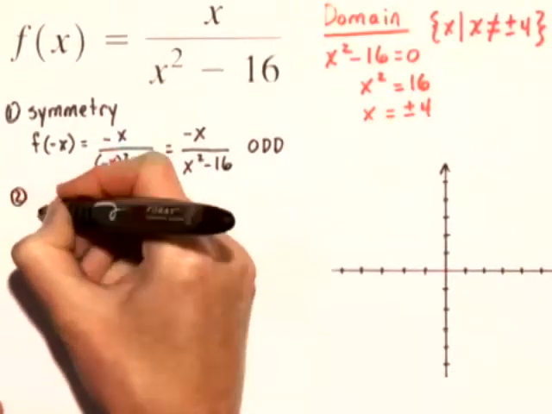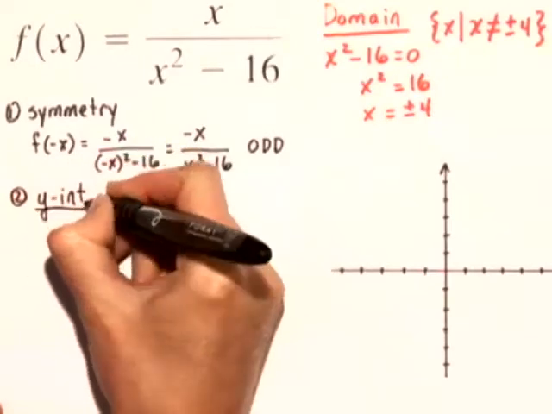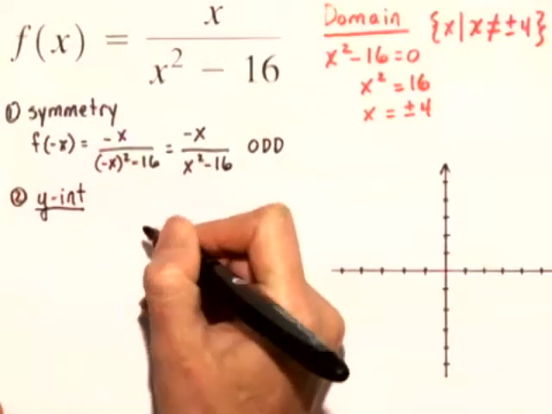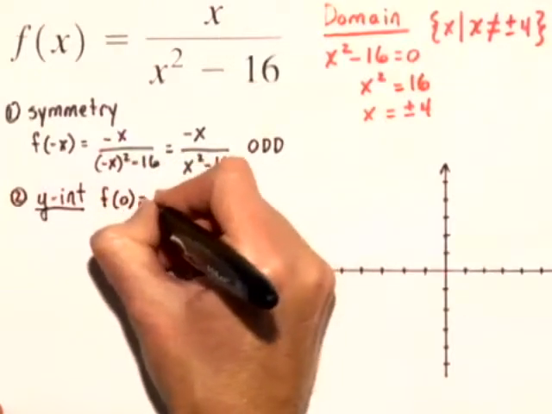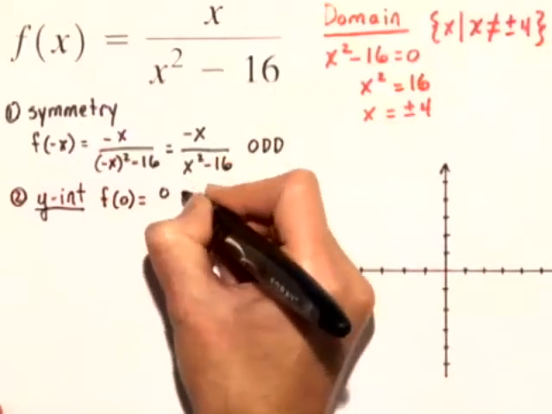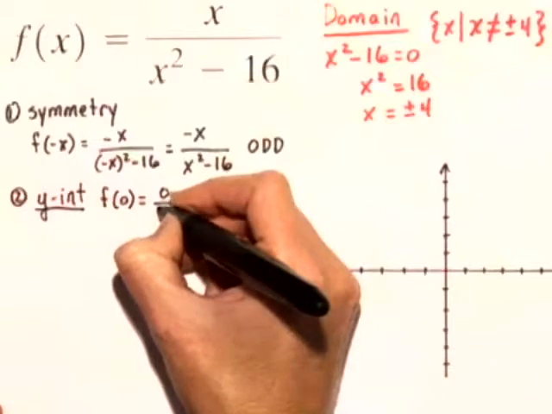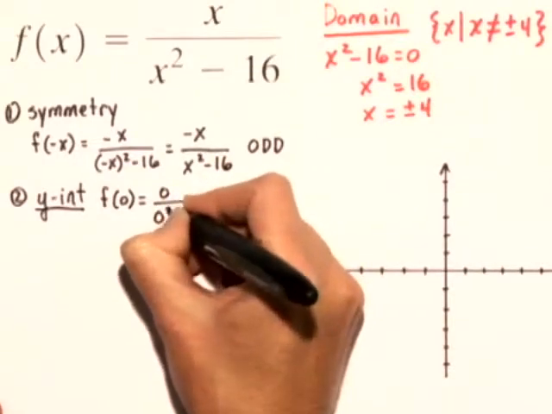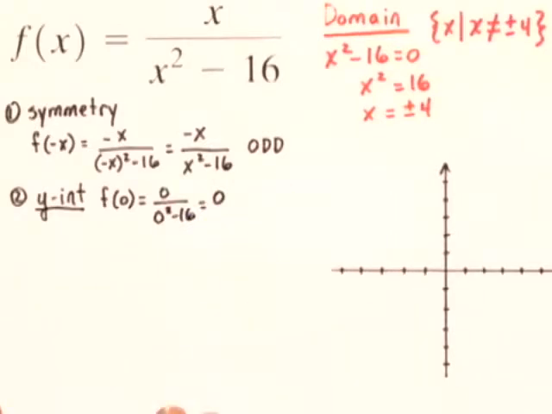And let's find any y-intercept if it exists. We find the y-intercept by letting x equal 0. So we're really finding f of 0, and that's equal to 0 over 0 squared minus 16, which is just 0. So our y-intercept is 0.